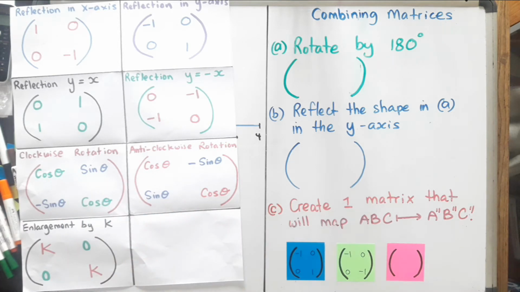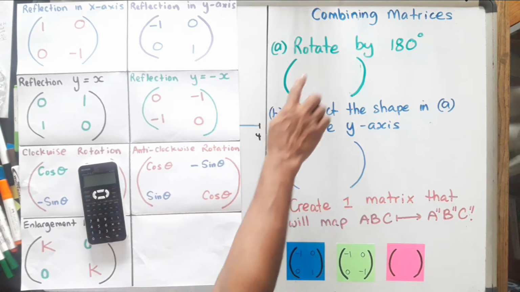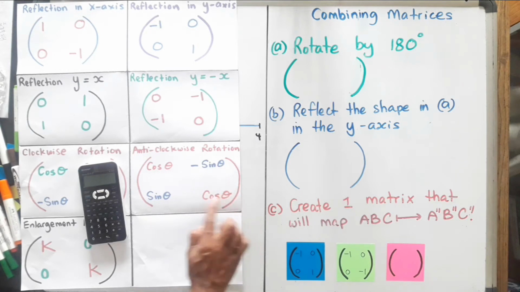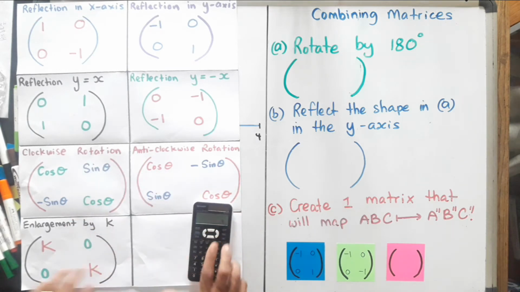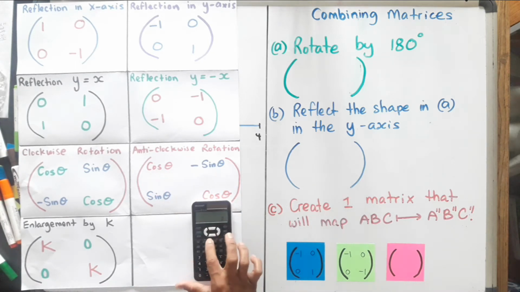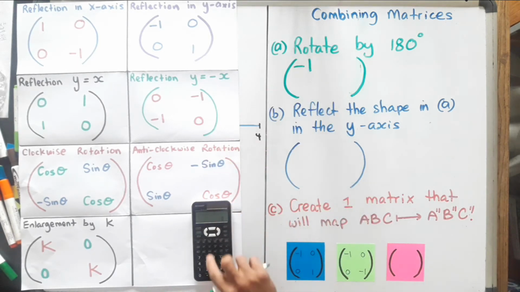So I'm going to speed up this process. I'm just going to choose this one here, right? And since it's a rotation by 180, I have to replace all the thetas with 180. So let's do this quickly and see what four numbers we get. Cosine 180 is minus 1, minus sine 180.